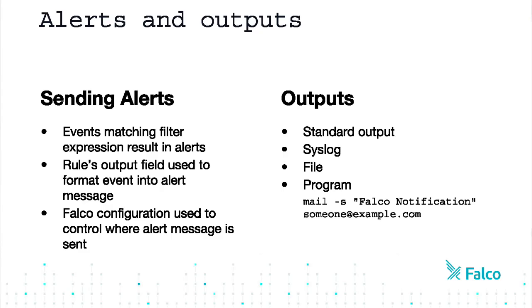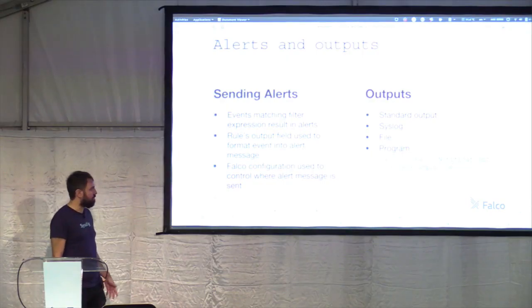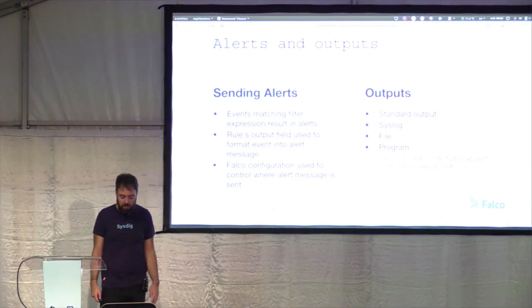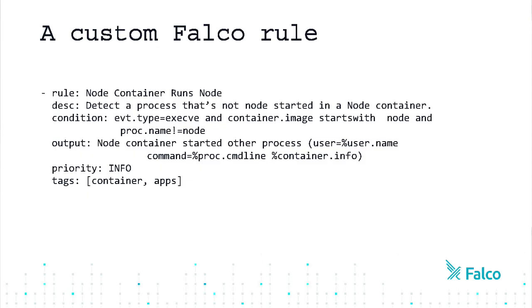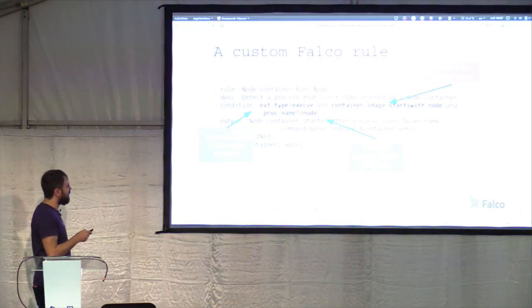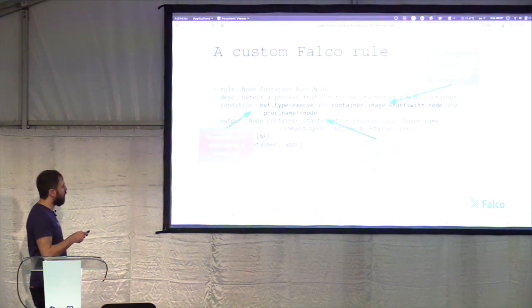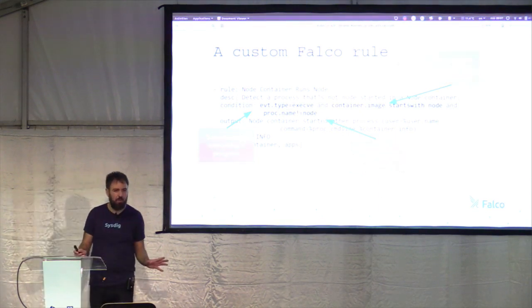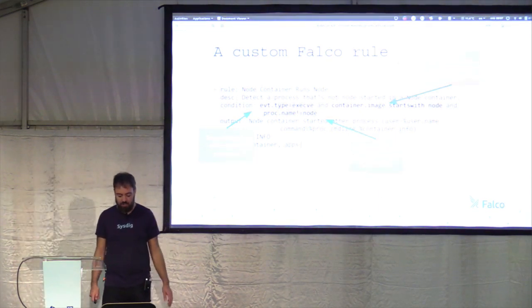Once we detect these anomalous patterns, we will send alerts to different places: standard output, your logging system, but we can do more interesting things. So this is the entire skeleton of a Falco rule, where we put a name, a description, and this is the magic. Here we are looking for new processes executed in containers, where the container image starts with node, and the process name is not node. This is a very simple rule, but you get the idea of the kind of things you can create.